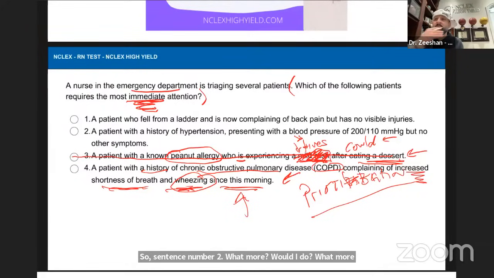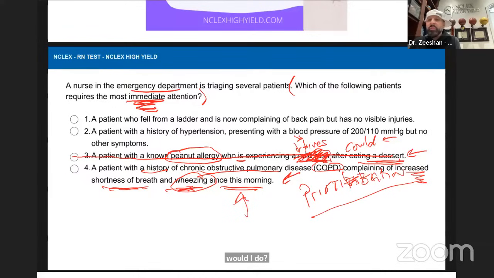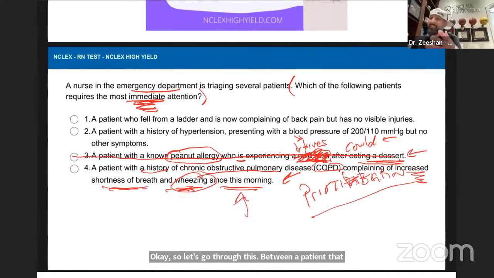Okay, so let's go through this. For a patient that is having COPD exacerbation, what am I going to do? I'm getting ready to save their airway. Intubate, sure. Trach, maybe. Start meds right away, for sure. With blood pressure, okay, they got 200 over 110.